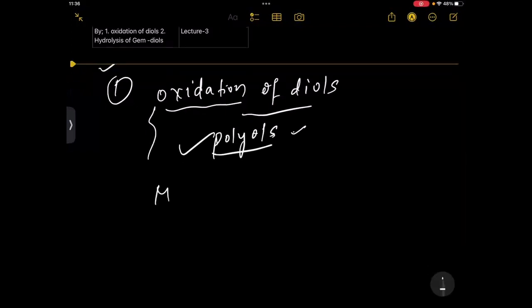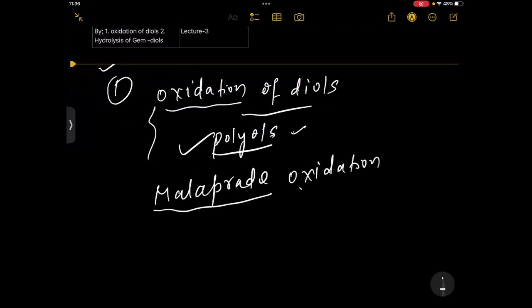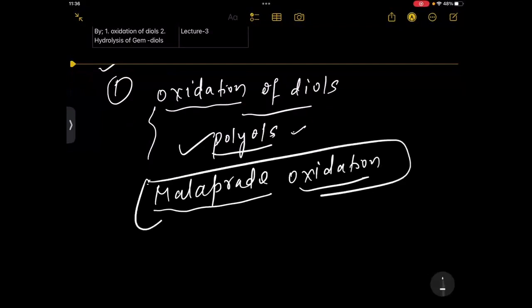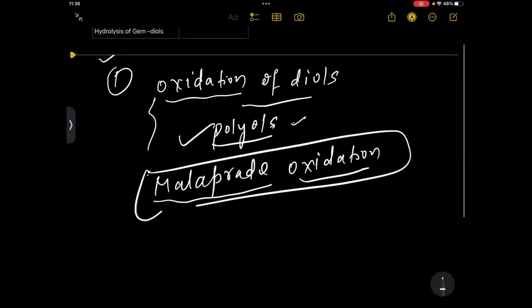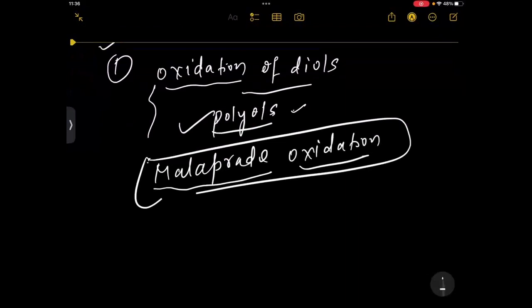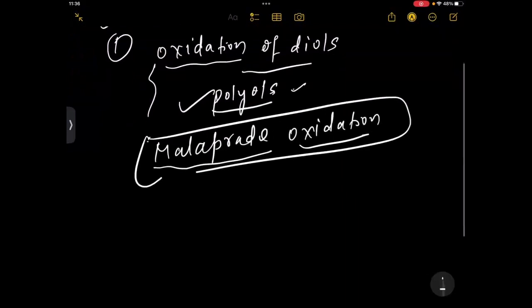It is also called Malaprade oxidation. It is called Malaprade because Malaprade is a scientist who first synthesized aldehydes or ketones by this way. This is called Malaprade oxidation. Now the question is, what is the condition for diols, or what is the condition for this whole process?